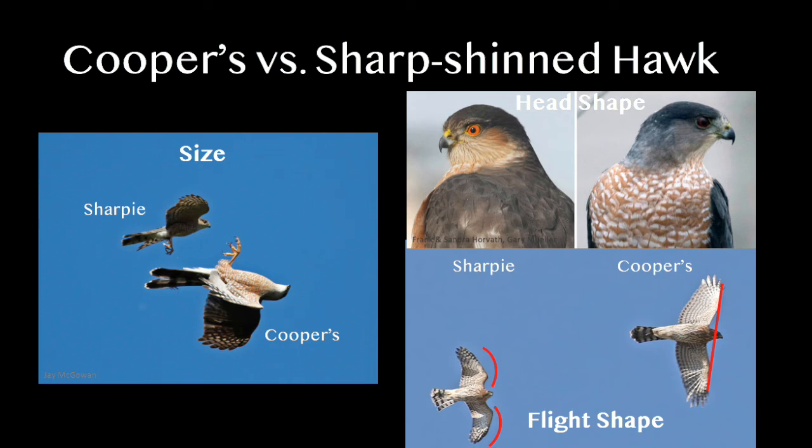Birders will often look at the tail shape as well. The Cooper's hawk has a curved tail tip, and the sharp-shinned has a flat tail tip. To remember this, I add on to that mnemonic: Sharpies shrug straight.